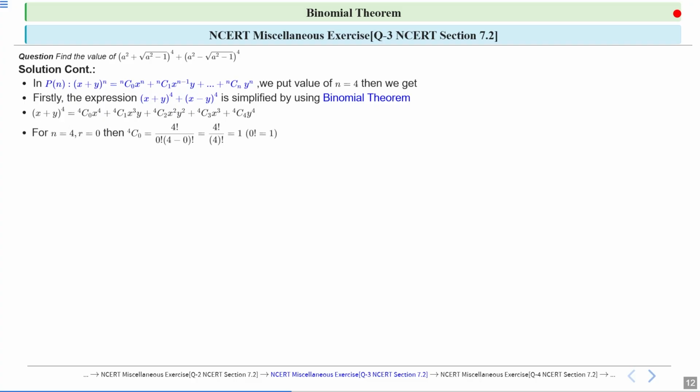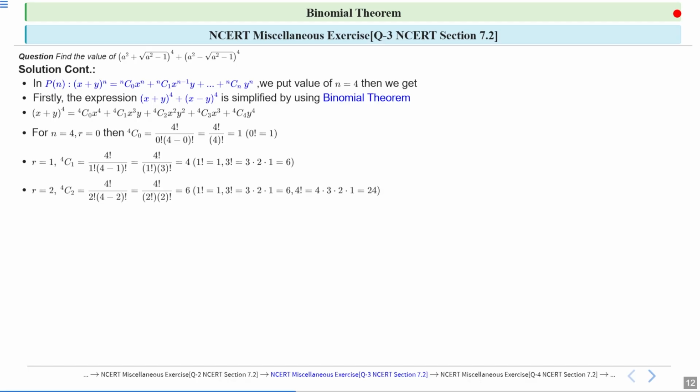For n equal to 4, r equal to 0, 4c0 is 4 factorial upon 0 factorial times (4 minus 0) factorial, and this is simply equal to 1. And for r equal to 1, 4c1 is 4 factorial upon 1 factorial times (4 minus 1) factorial, which is equal to 4. For r equal to 2, 4c2 is 6. And similarly, we can find the values of 4c3 and 4c4.